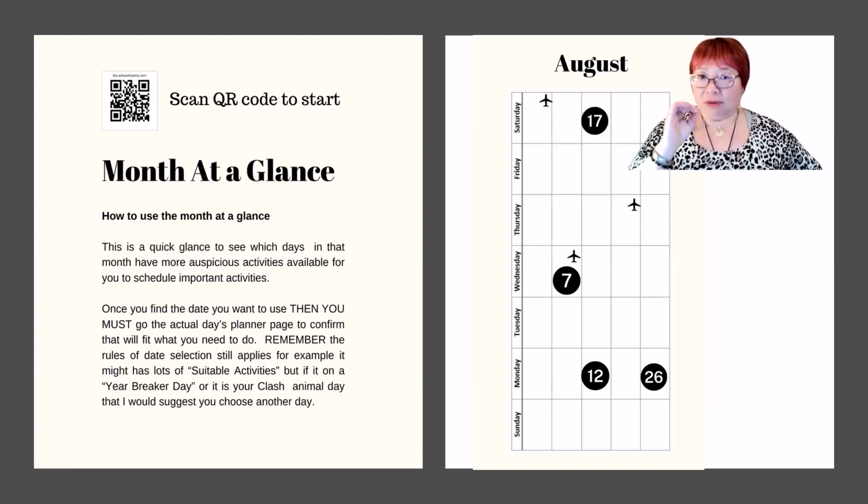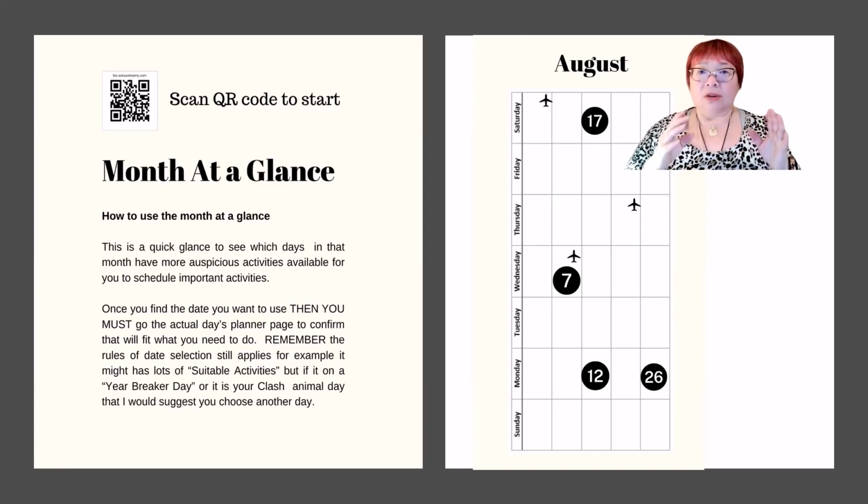Those are going to be pretty much auspicious dates for travel with the little airplane on there, but you still should go look into, make sure there are other day selection rules that it has to follow. So don't just go by the number on this, 17 is a good day or whatever. You have to refer back to the actual date and look at and have to follow the day selection rules.